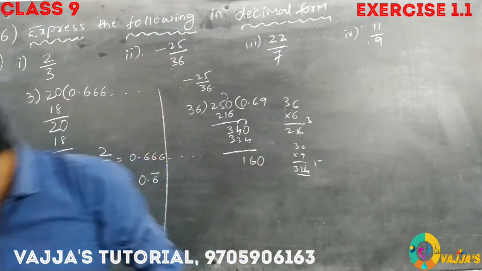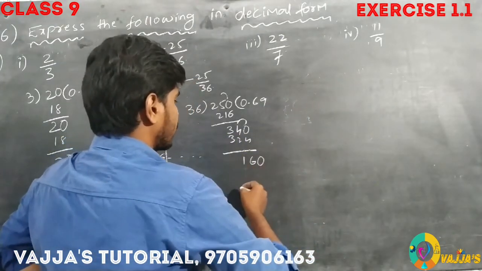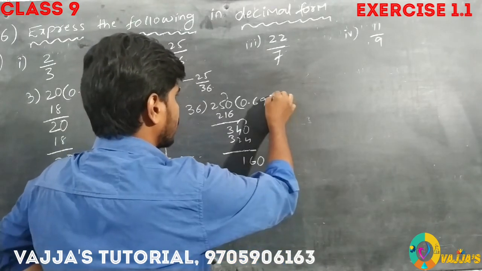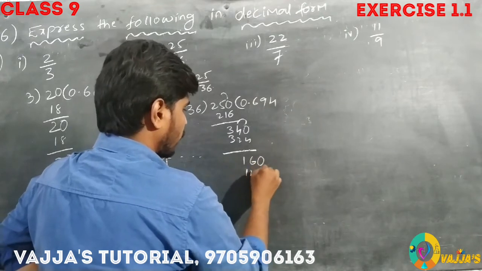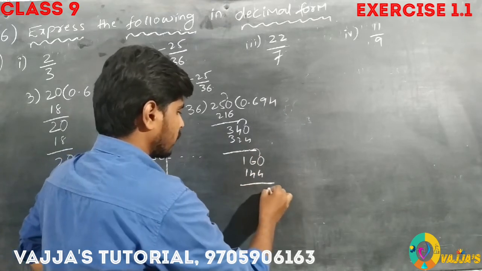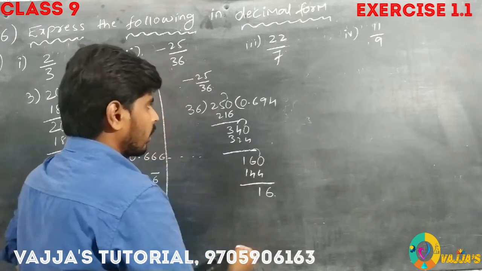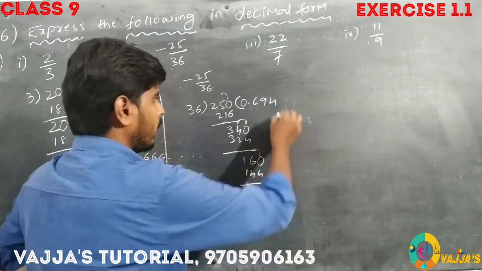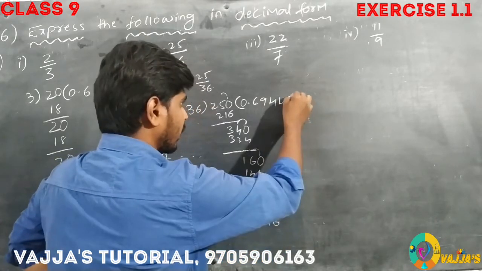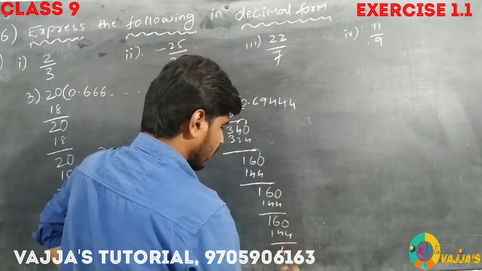Look here. So 160. 36 into 4, 36 4s are 144. Take a borrow from 6. It becomes 6 and 1. Take again 0 here, and again 36 4s are 144. Remainder again 16. Take 0 again here, and 36 4s are 144. It will be repeating like this.